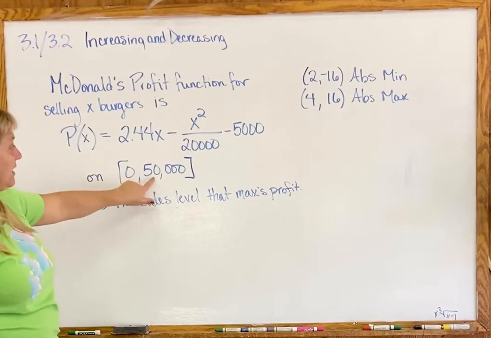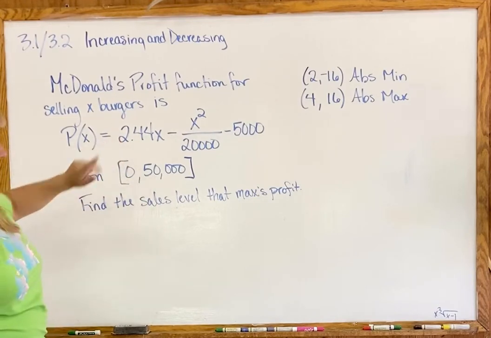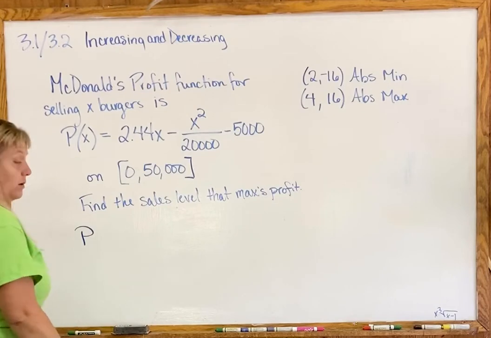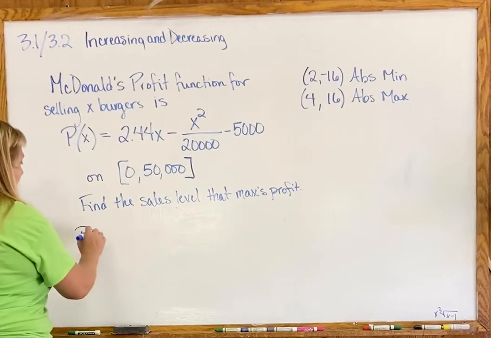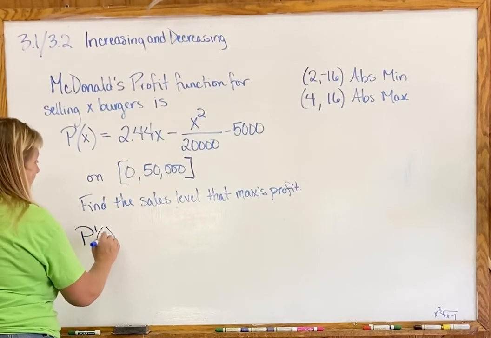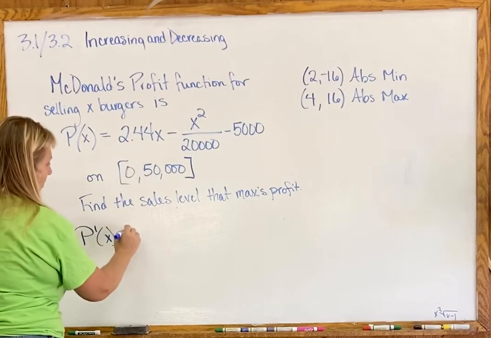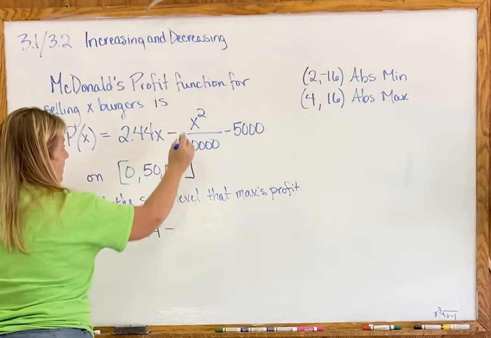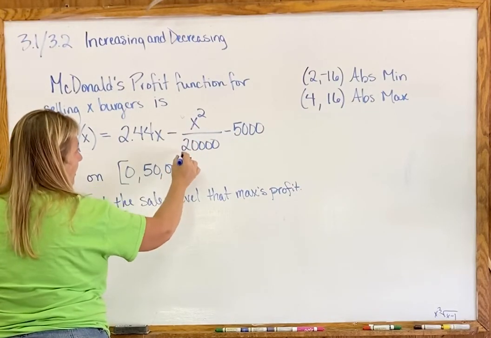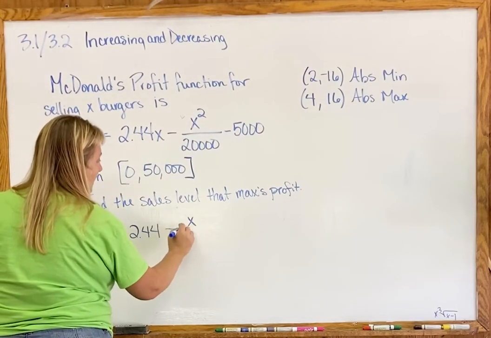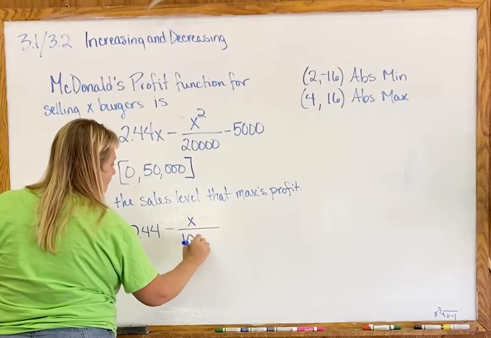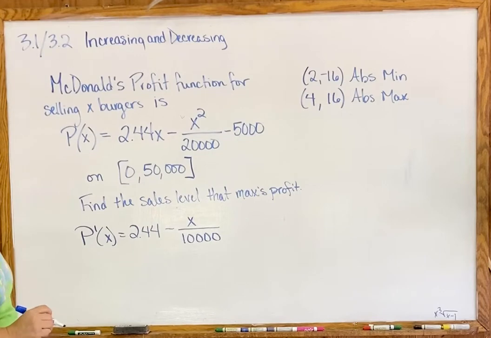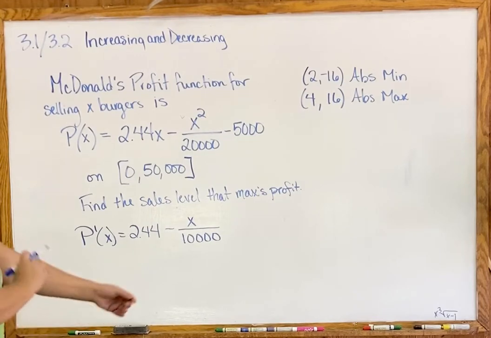So we already have these two endpoints, but we need to find the derivative of this function. I don't know what's wrong with me this morning, I apologize. So P prime of x. The derivative here will be 2.44 minus, if we bring the 2 down, it will cancel with that one, and it's just going to leave us x over 10,000. And that's our derivative.